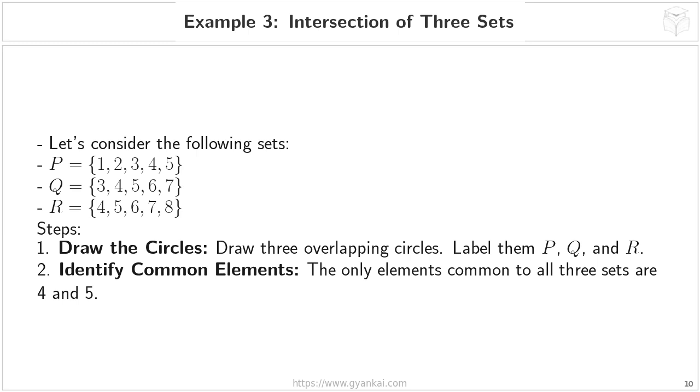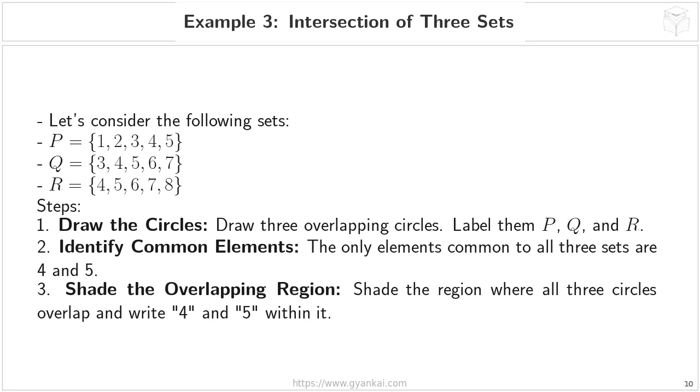Next, step 2 asks us to identify the common elements. We need to carefully look at all three sets and find the numbers that appear in every single one. If you examine P, Q, and R, you'll notice that the only numbers present in all three are 4 and 5.